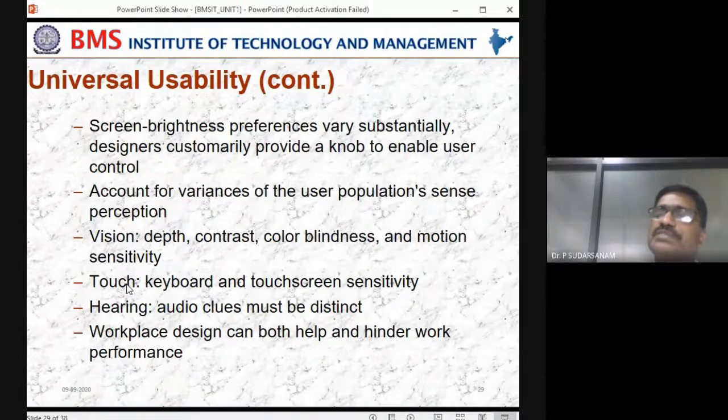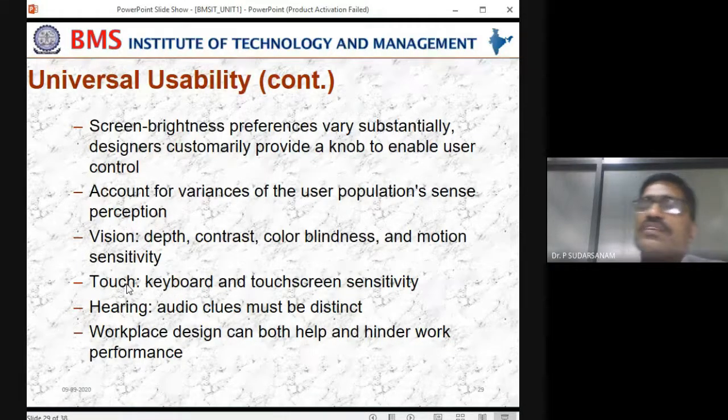Suppose it is not visible properly, what will happen? Users may not like that, so they may not opt for it. That means you have to give clarity in everything. Another example is to account for variances of the user population and their perceptions. So you have to see the accounts for the variances also, based on sometimes discounts, all these things. This one we have discussed already.